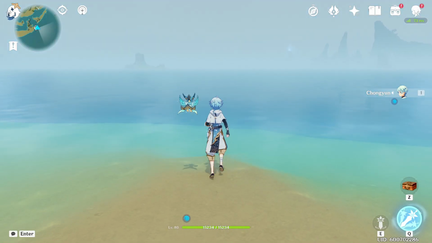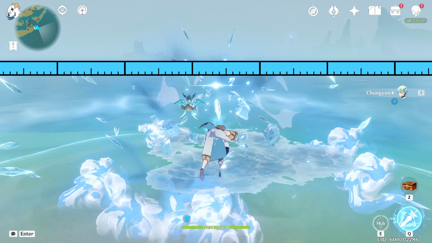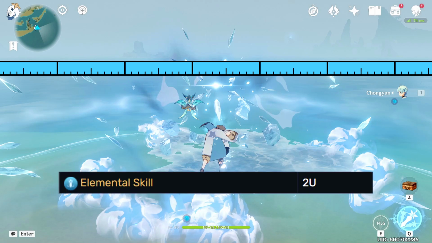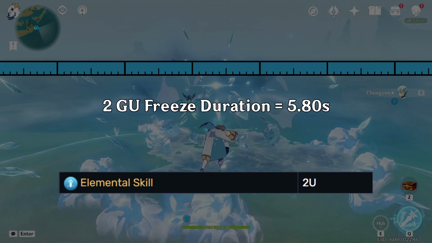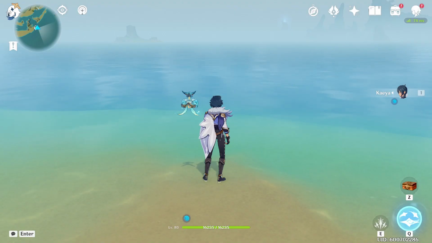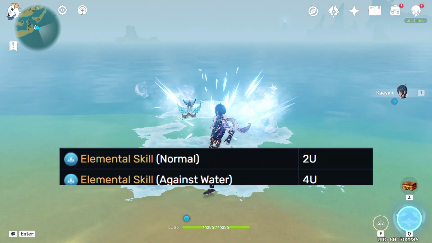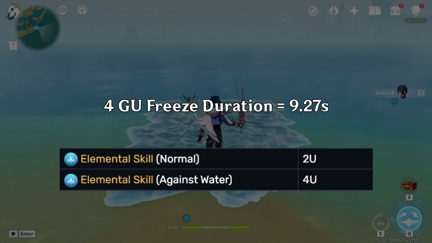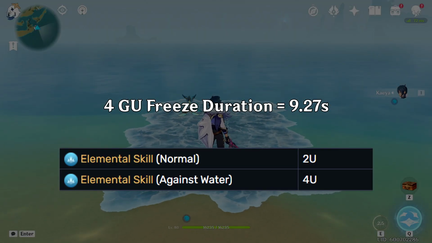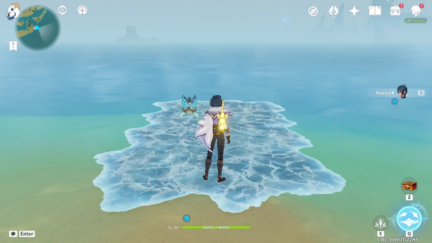When we apply this to freezing bodies of water, you can consider water as having an infinite Hydro aura, so the Cryo attack that triggers the freeze reaction will always be the lesser of the 2 gauges, and the freeze duration will be purely based on that. A fun fact that's related to this is that Kaya's skill is normally a 2U Cryo attack, but when it's used against water, it becomes a 4U Cryo attack, resulting in a super long 9-second freeze. So if you ever wondered why Kaya's ice bridges last so much longer than everyone else's, this is the reason why.